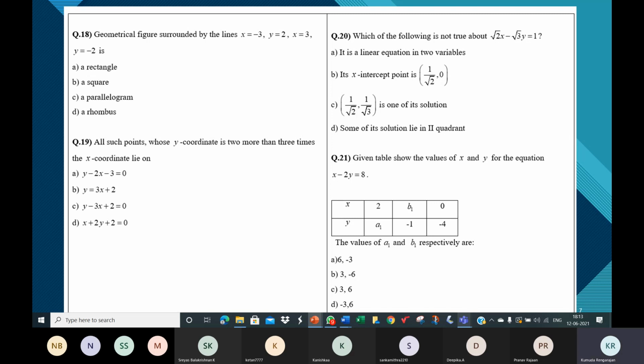Root 2 by 2 means 1.414 by 2. So half of that will be some 0.75. So just get an approximate value, an estimate, not the actual value. So it will be between 0 and 1, children. Where will you plot the point, that value between 0 and 1, and 0? On the x-axis, it will be before 1 unit.